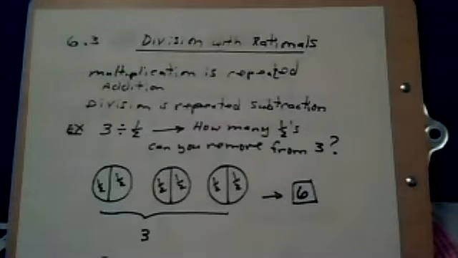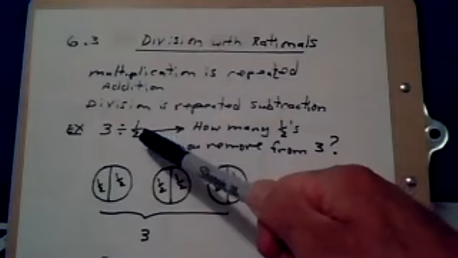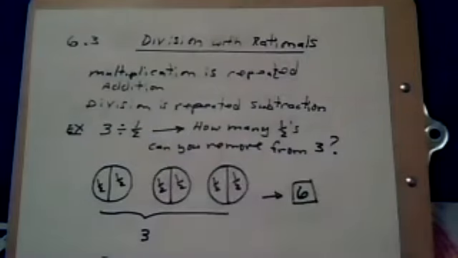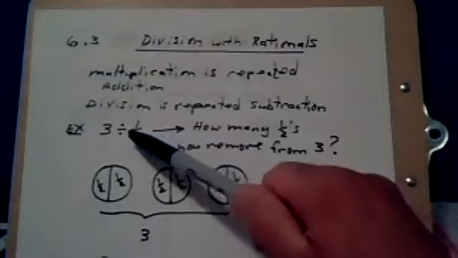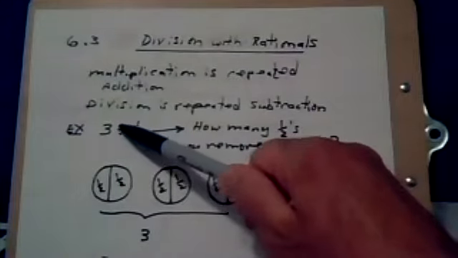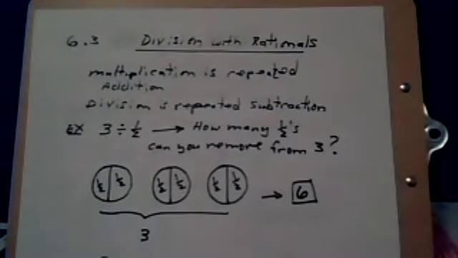Division with rational numbers. Just the way multiplication is repeated addition, division is repeated subtraction. So next time you read 3 divided by 1/2, you could translate it into how many 1/2s can I subtract from 3? And a mnemonic, a memory device: look at that division symbol, it almost looks like there's a little subtraction in there. So that will remind us that subtraction and division are related. So how many 1/2s can you subtract from 3?